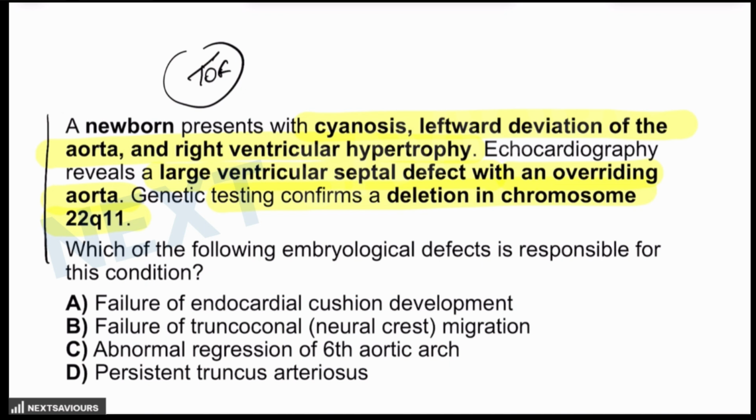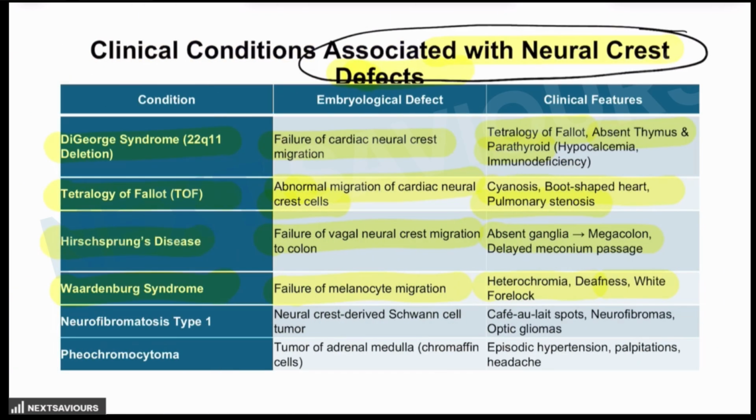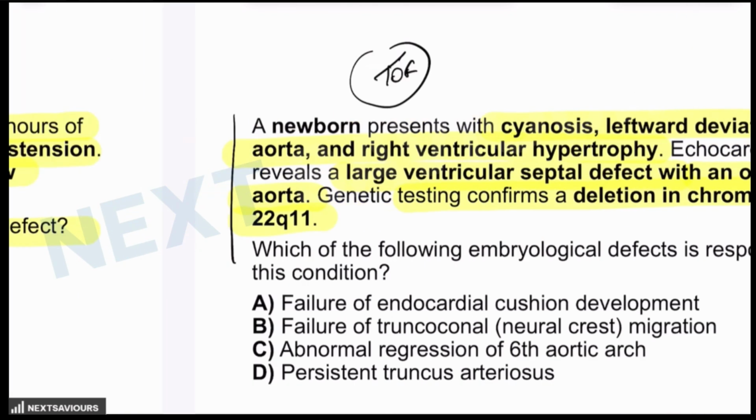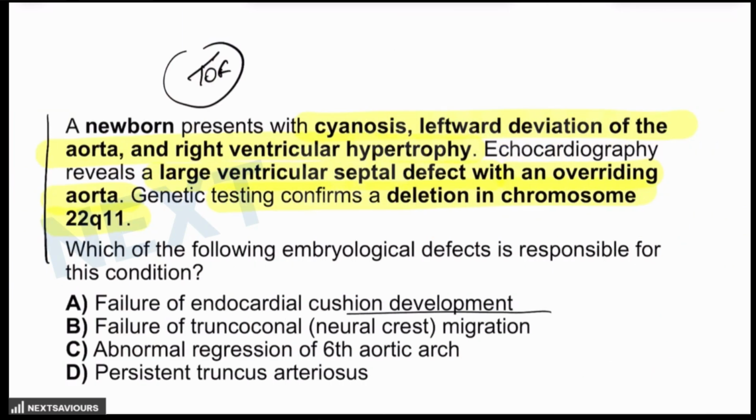DiGeorge syndrome is the syndrome that we have talked about, that it is associated with Fallot's tetralogy and abnormal aortic arch derivatives. So the correct answer for this question is the failure of truncoconal neural crest migration, as we have already talked about related to this particular question. So this question is not asked in relation to identification of TOF. What is the embryological defect behind this TOF? Hopefully you have understood how the questions are getting framed today.